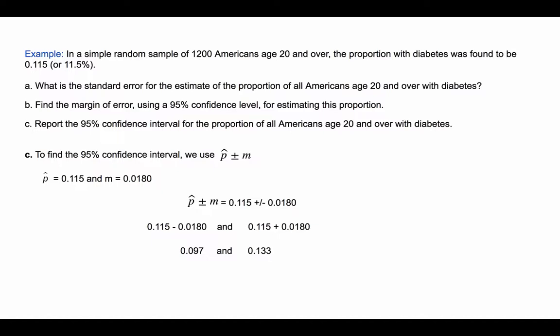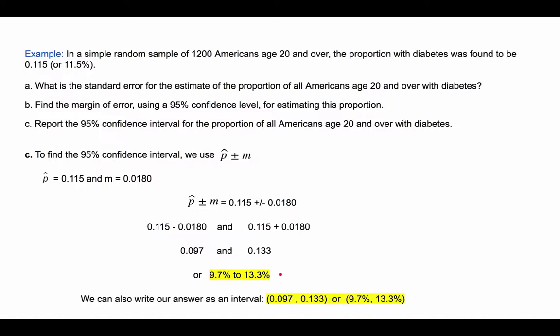Now, we officially basically have the confidence interval, but there are different ways to write it. A lot of people are going to say that our confidence interval is from 9.7% to 13.3%. I've just converted both of these to percentages, so I moved the decimal 2 places to the right. You're also going to see your confidence interval written as an interval.